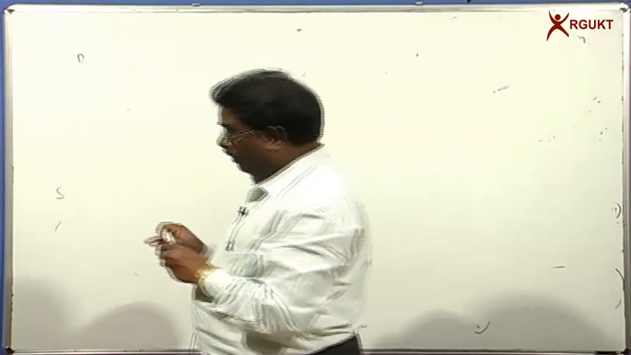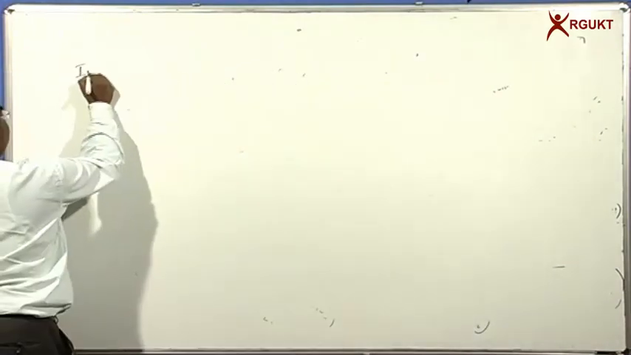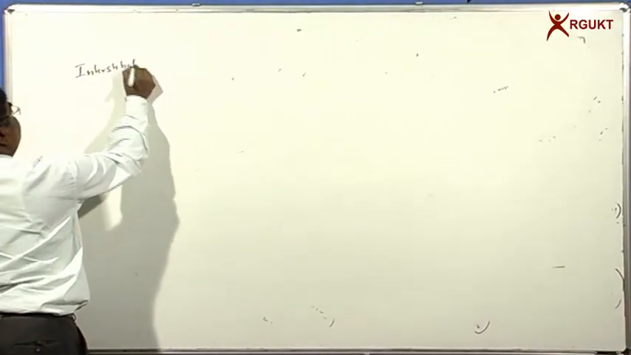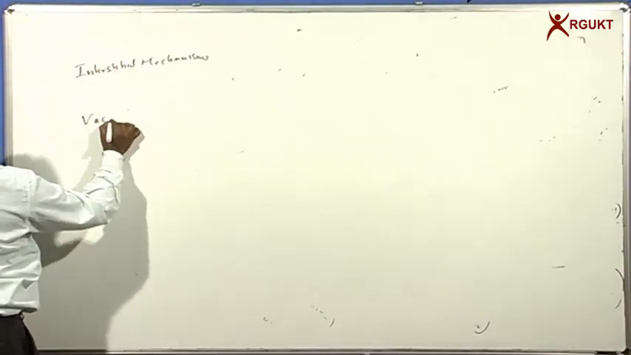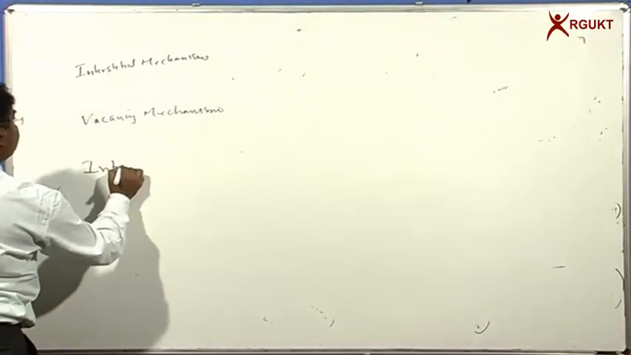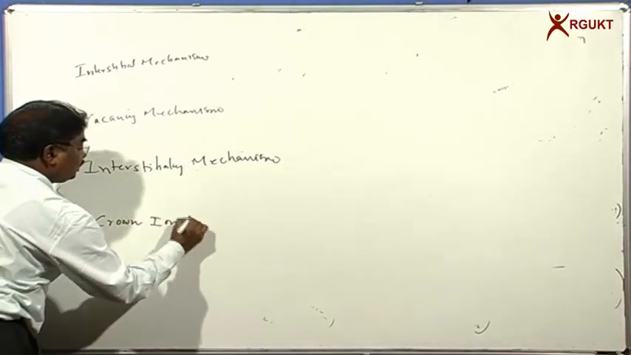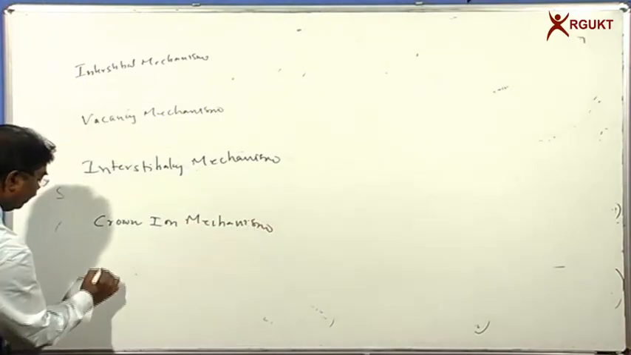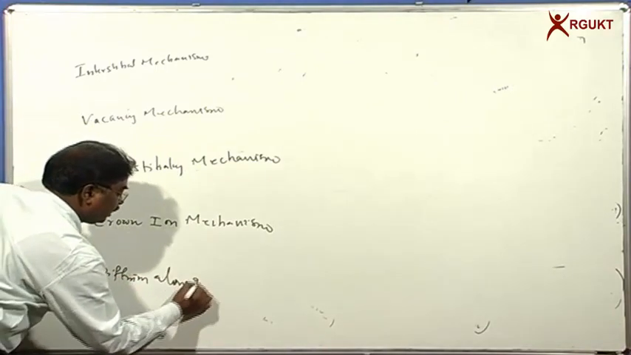Diffusion through crystalline solids can be explained by the vacancy mechanism, the interstitialcy mechanism, then we have the crowdion mechanism, then diffusion along grain boundaries.